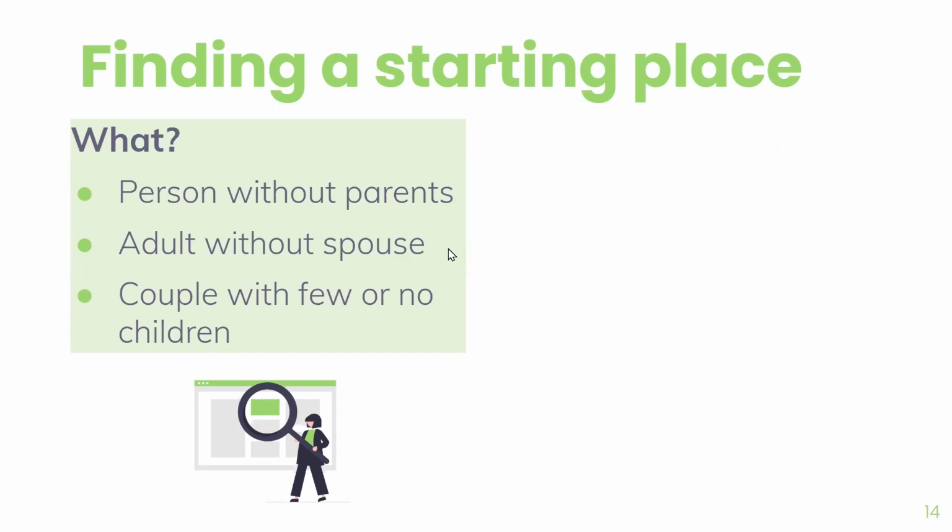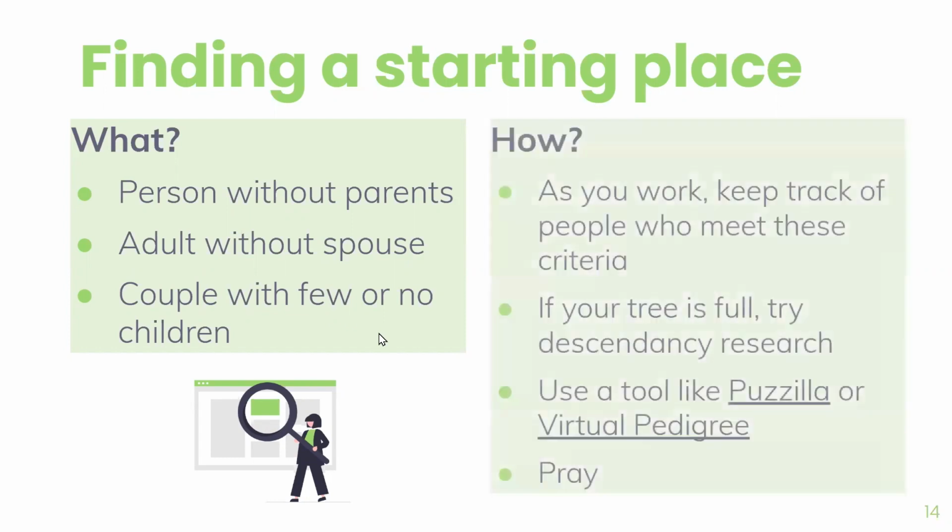And the reason I specified adults there is if you find a child that lived, say, from 1863 to 1865, just 2 years old, then you're not going to be needing to look for a spouse for them. But if you don't see any evidence of a death or you see evidence that they lived to adulthood, but they don't have a spouse, then you can start looking for a spouse. And finally, you can keep your eyes open for couples that have few or no children. So that's the what. What about the how?